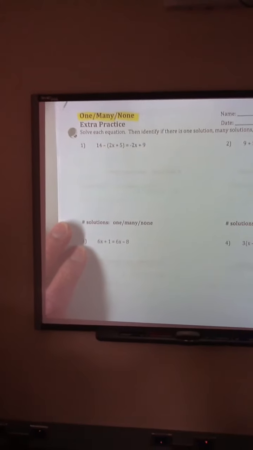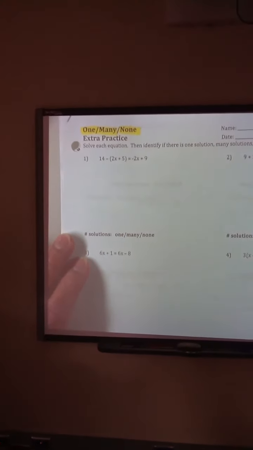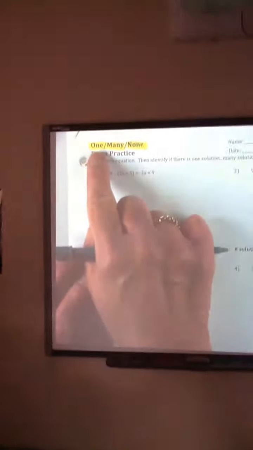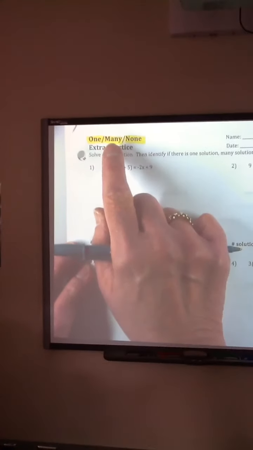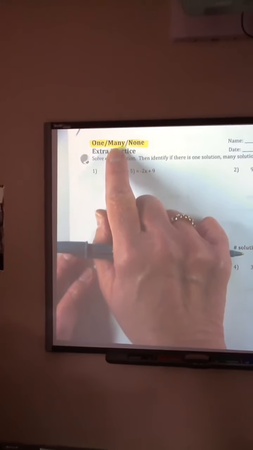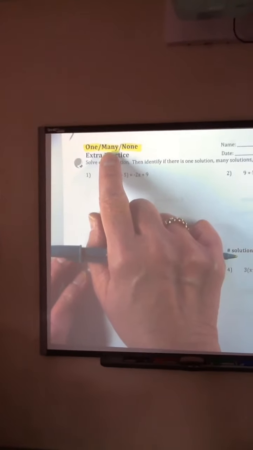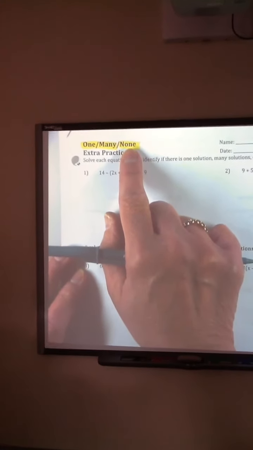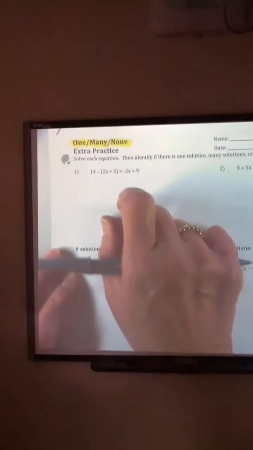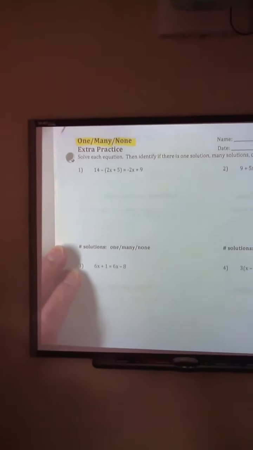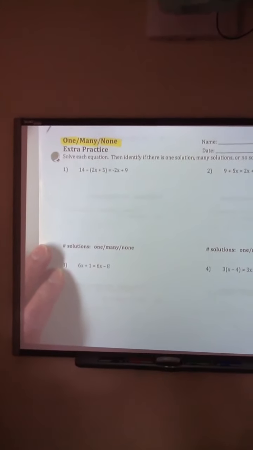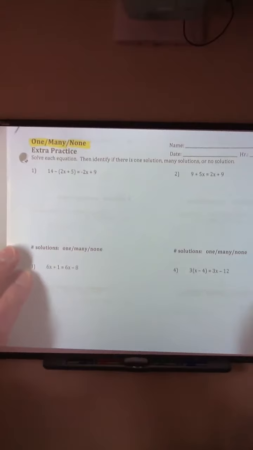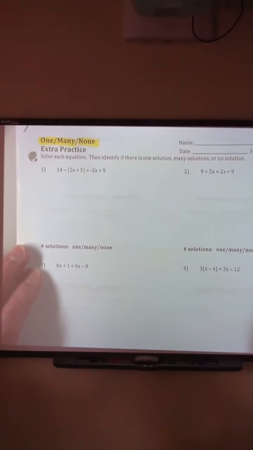When you solve an equation, it is possible that you might get one solution. It is possible that you might get more than one or many solutions. And it is also possible that you might not get a solution at all. And so in this lesson, we are going to solve these equations, and we are going to identify whether or not there is one solution, many solutions, or no solution.